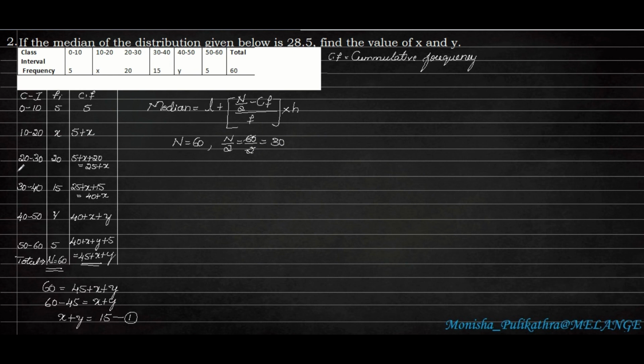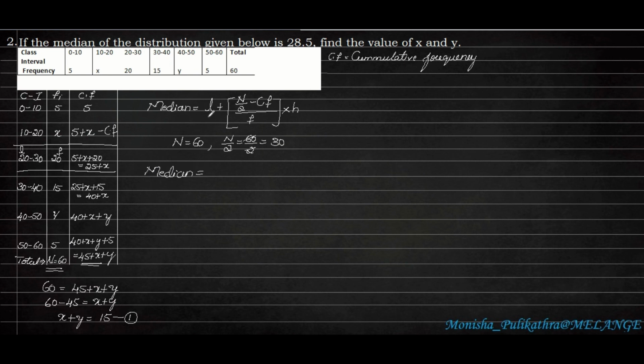So we can select this row as the 30 is included in this 25 plus x. So we can assume that the 30 is included in this 25 plus x. So this will become the lower limit L. This will be F frequency and CF will be the preceding term of the selected cumulative frequency. Okay, so whatever row we have selected, the preceding term of that cumulative frequency is considered as this CF.